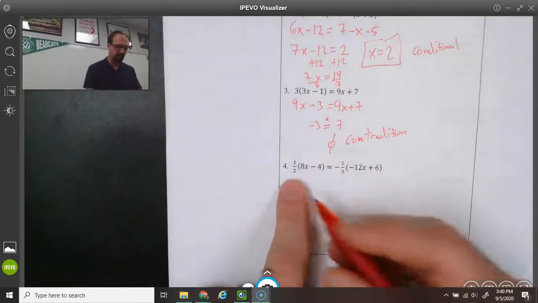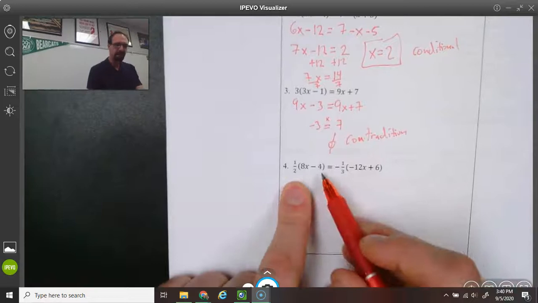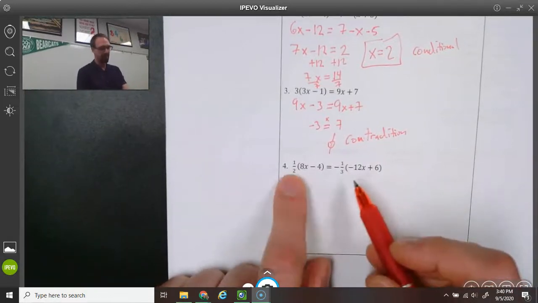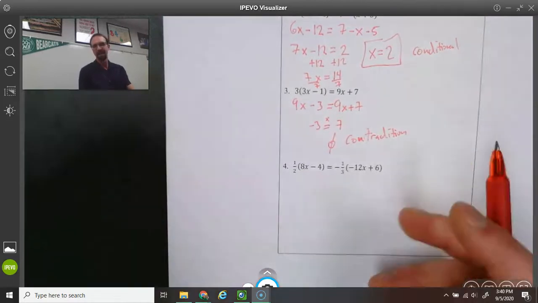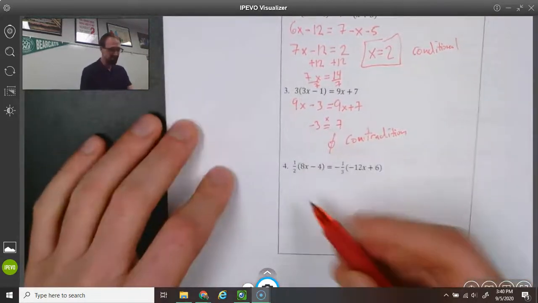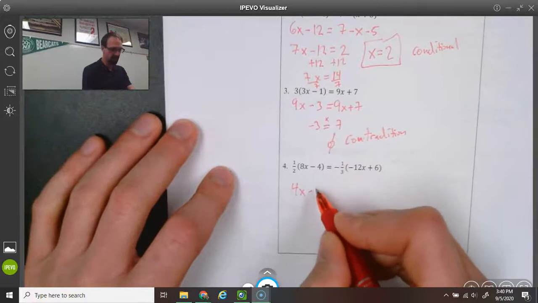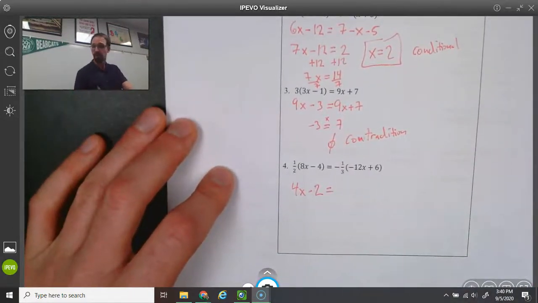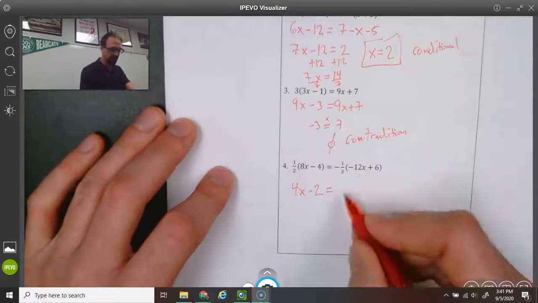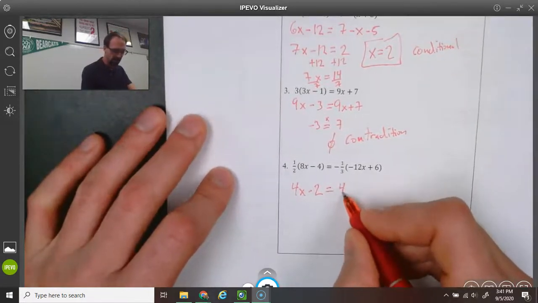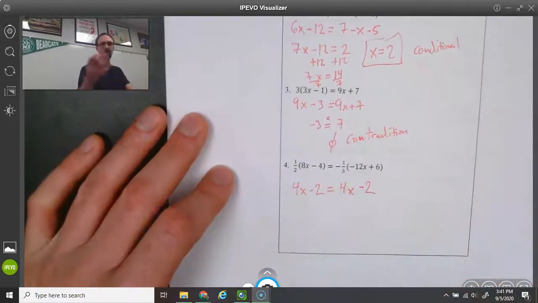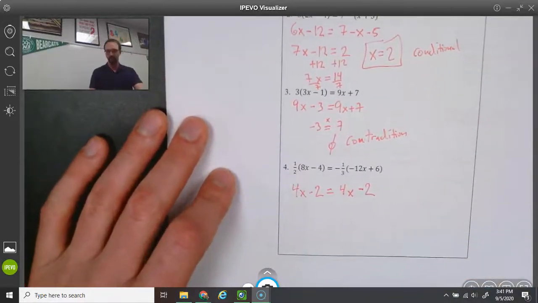And then for this last one, if I distribute through the half to both of these, it comes out to be nice integers, so I'm okay with that. So that gives me 4x minus 2 equals, and then if I distribute that negative 1/3 through, I get nice integers as well. Negative, negative, so that's going to be 4x, and then minus 2. I have the exact same thing on both sides. Beautiful! This is an identity.